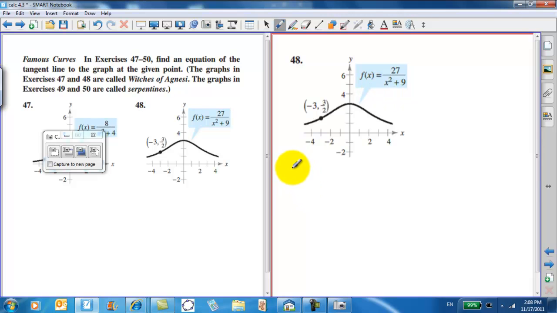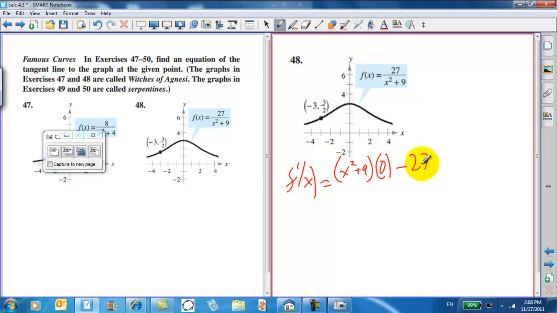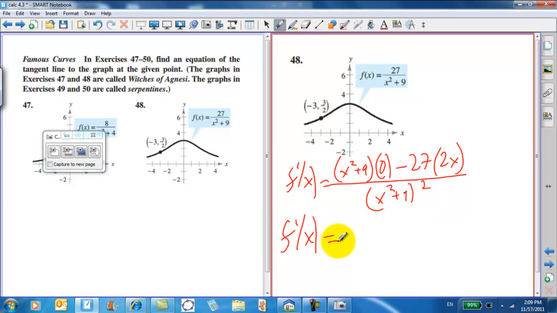So first let's find the derivative, f prime of x, using the quotient rule. Bottom times the derivative of the top. Low d high. Low times the derivative of the top, which is 0, minus the top, high, times the derivative of the bottom, which is 2x, all over the bottom squared. So f prime of x equals, those cancel out, we get negative 54x over x squared plus 9, quantity squared.